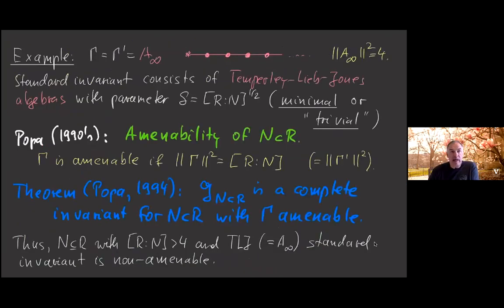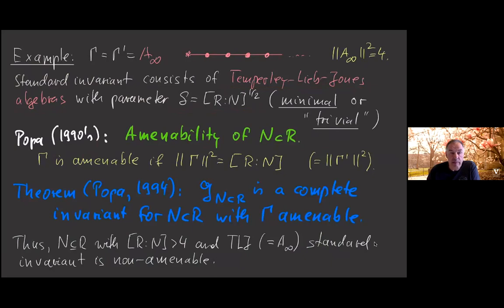And one example that appears in nature is where both of these fusion graphs are the Coxeter-Dynkin graph of type A infinity. And in that case, the standard invariant of the subfactor is what we call trivial or minimal. It consists of the Temperley-Lieb-Jones algebras. And those of you who know what the Temperley-Lieb-Jones algebras are, then you know that they depend on a parameter. And the parameter in this case is just the square root of the index, okay?